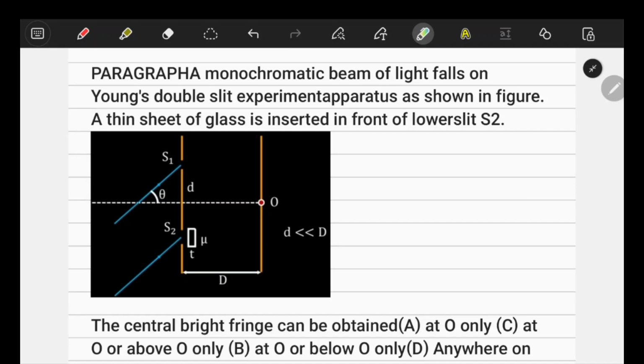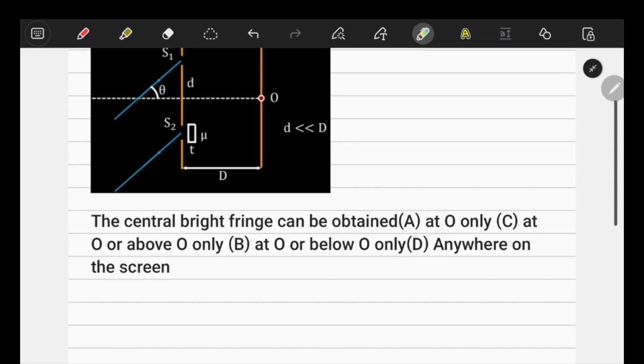Now we don't have any value regarding the path difference caused by oblique incidence as well as the path difference caused by this thin sheet of glass. So the question is saying the central bright fringe can be obtained at. We have been given different choices: at O, above O, below O. So the answer should be D, anywhere on the screen. Reason being, we don't have any data with us, so we cannot say which factor will be dominating.